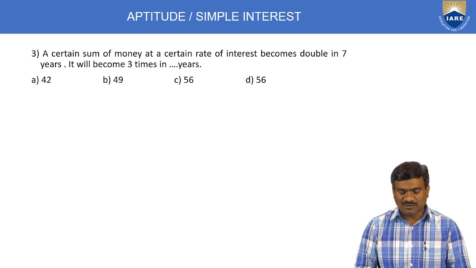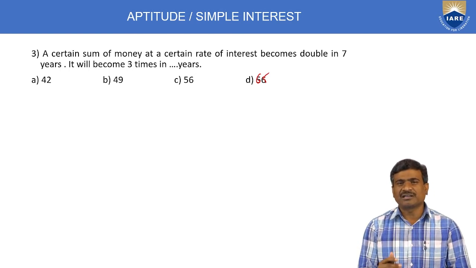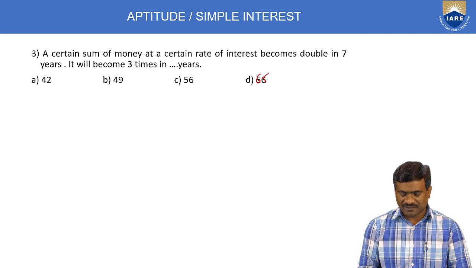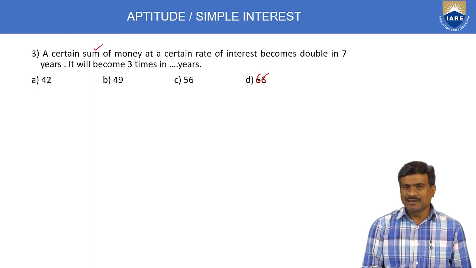A certain sum of money at a certain rate of interest becomes double in 7 years. It will become 3 times in dash years. A 42, B 49, C 56, D 65. Same as the previous example, double indicates amount is equal to 2P. Sum means principal amount. Principal amount is not given, rate of interest is also not given. Time duration only 7 years. That point only is given.